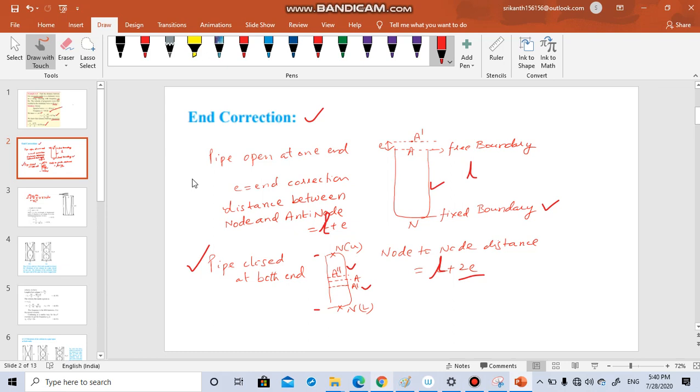See, natural frequency can be calculated for any object. So in your syllabus, actually a pipe is there. Different conditions are there. Pipe open at one end and closed at another end. Pipe open at both ends. How to calculate the end correction? That is what we are studying right now. So in this situation, we have to use L plus 2E.